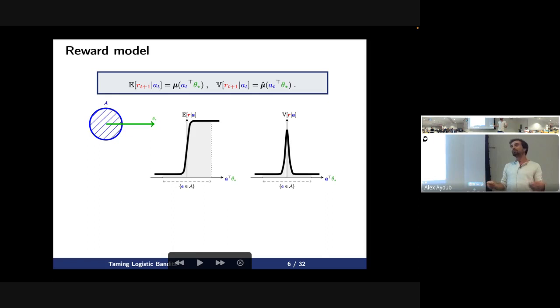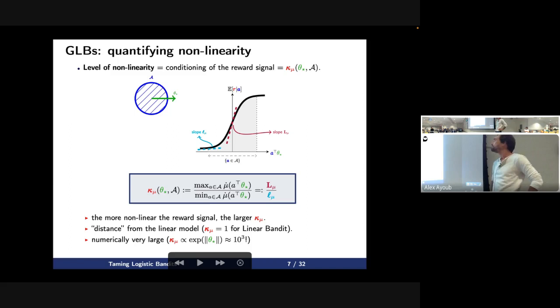Okay, so same problem, different instance, different degrees of nonlinearity. So we need first to quantify it in terms of a problem-dependent constant. So we use really similar things as in the work of Filippi. We call it kappa. It depends on the parameter, and on the decision or action sets. And it's given by the ratio, so it's a conditioning number, between the largest slope and the smallest one over the range of values that you can reach with your inner product. So the highest slope is the maximum of mu dot, and it's always at zero.